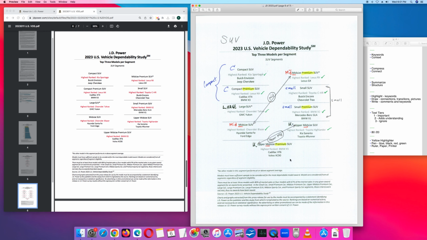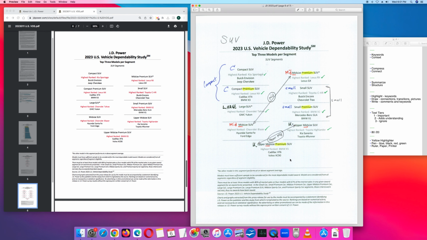Now, in order for me to be able to understand this fully, I had to do this, or actually I still may do this. I may just print it out and cut out the squares and rearrange them. I would do compact, small, mid, upper mid, and then large. And I would arrange it in that manner. So what do I mean by this? This is helping me understand.